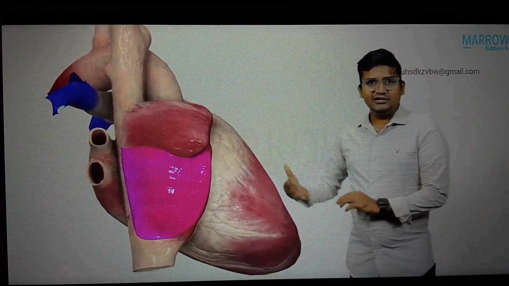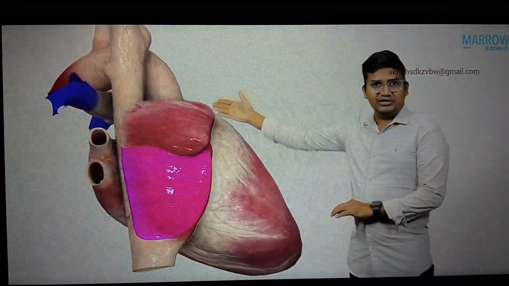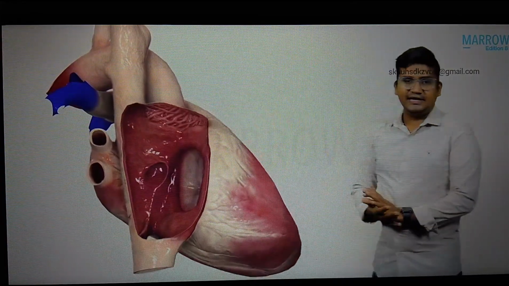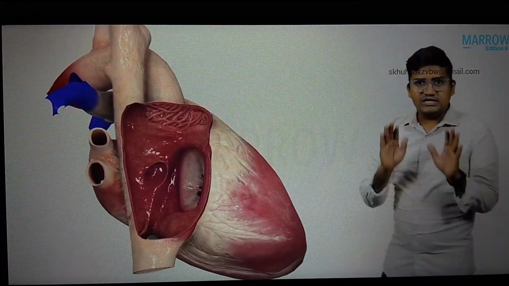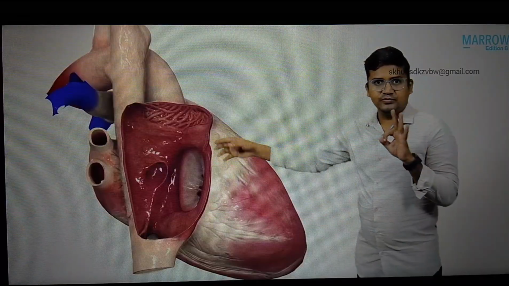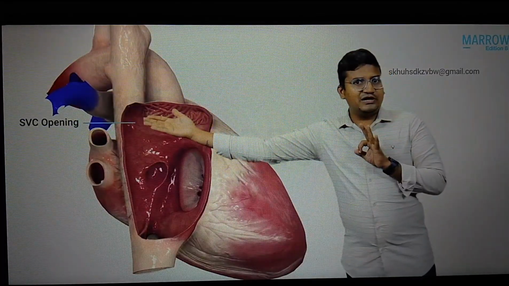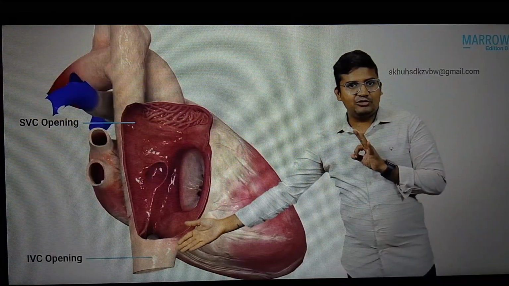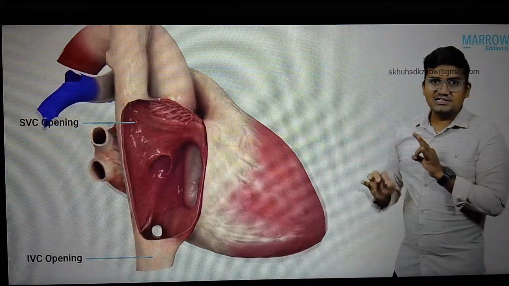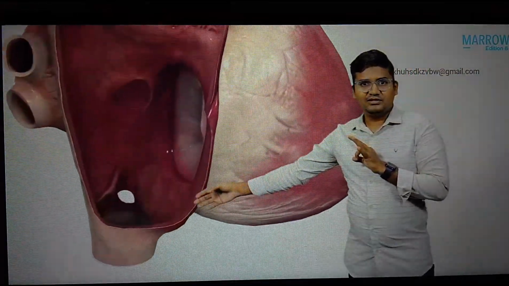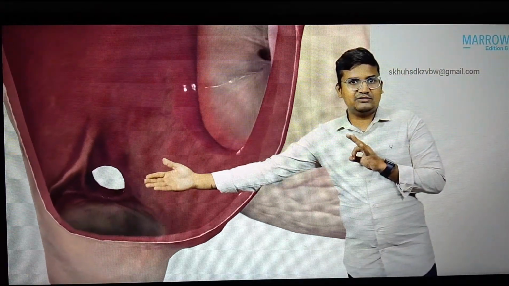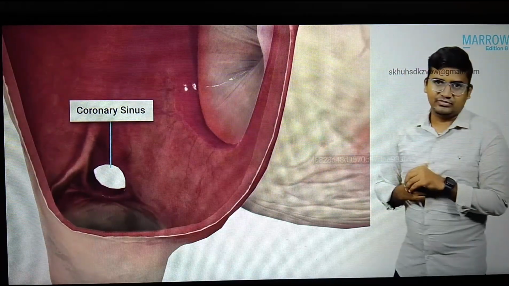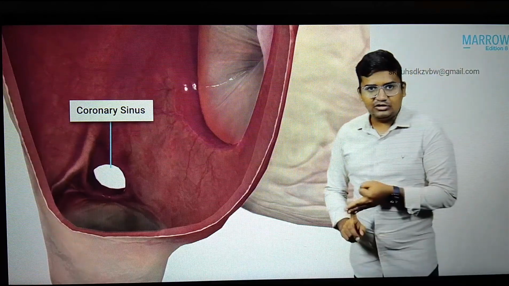Now we're going to see the interior of the right atrium. Now you're seeing right atrium here. Above is a right auricle and below is a right atrium. Now right atrium, the posterior wall is very smooth, which receives three veins. Above, you are seeing the superior vena cava opening. Now below, this is inferior vena cava opening, and we also have the coronary sinus opening. Yes, that is our coronary sinus opening. Three veins opening into the right atrium: superior vena cava, inferior vena cava, and the coronary sinus.